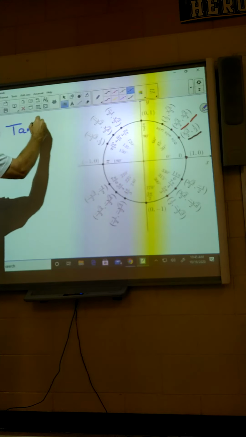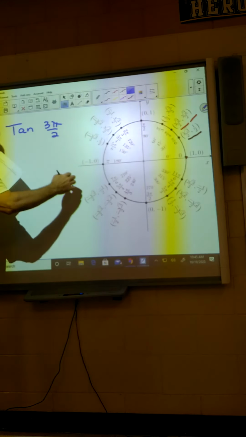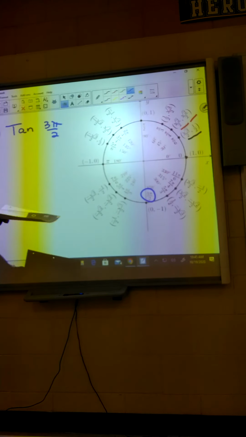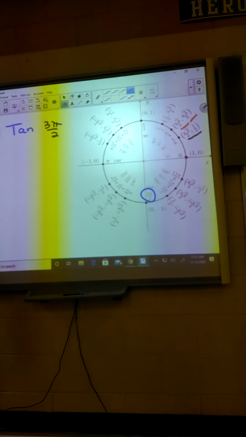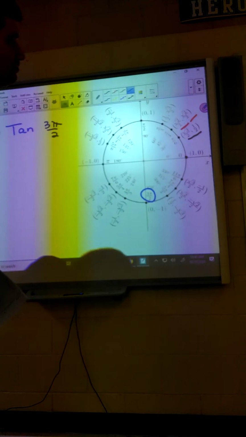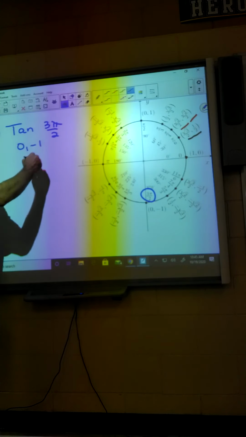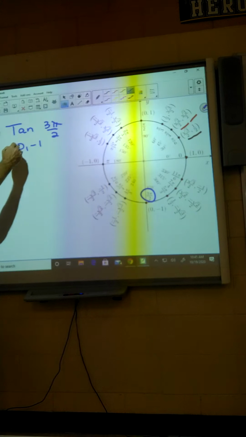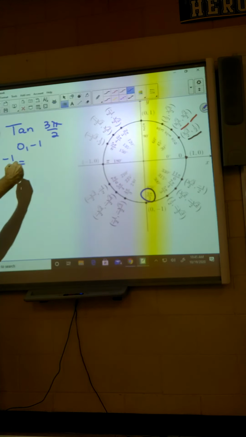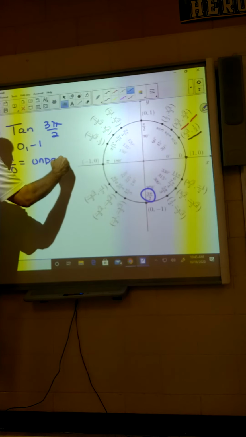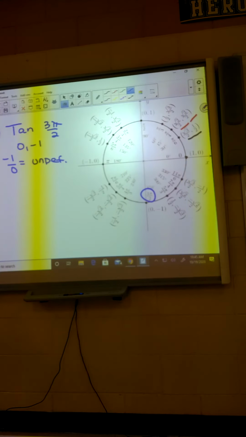All right, we're on number 9, right? Tangent of 3 pi. It is right here, Caleb. 3 pi over 2, right there. See right here? 3 pi over 2. All right, so first thing we're going to do, we're going to write down the point, which is 0, -1. So this one is -1 over 0. When 0 is below the line, it's undefined. Same thing as no solution. If you feel better writing no solution, that's good with me.